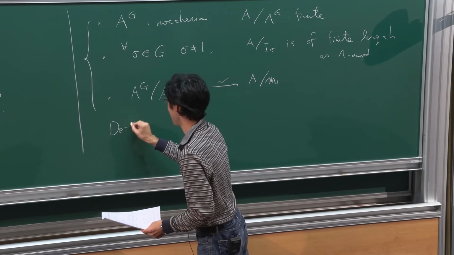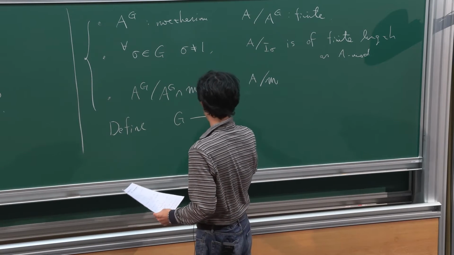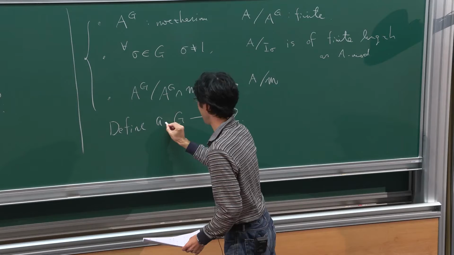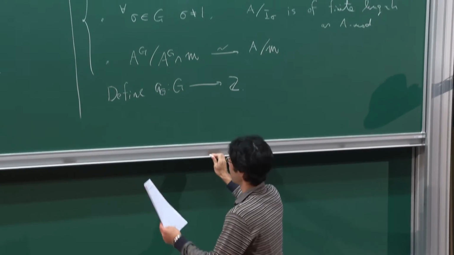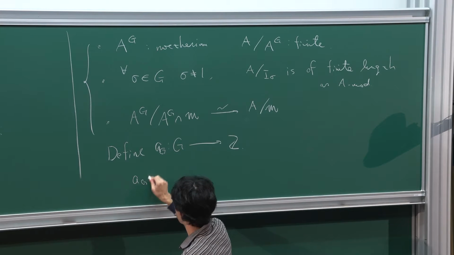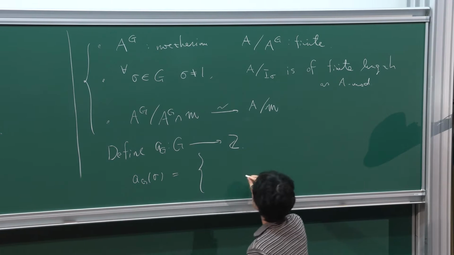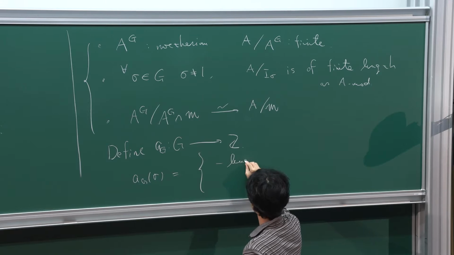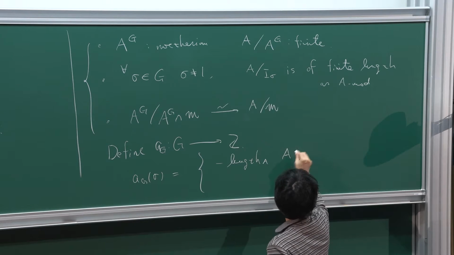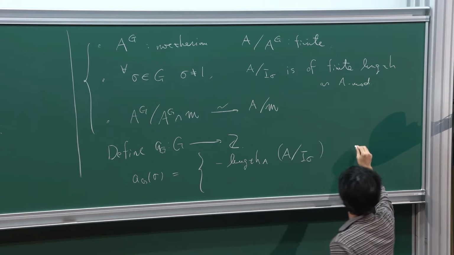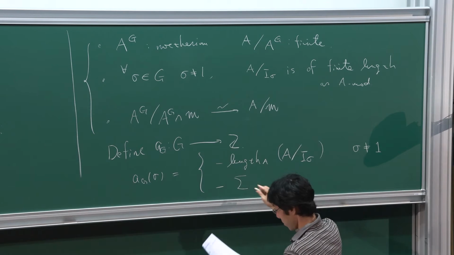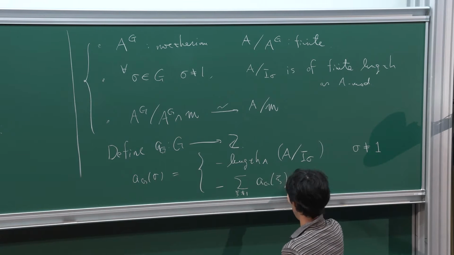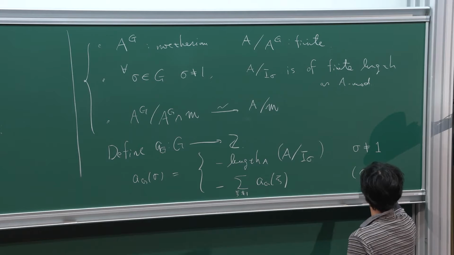And define a function, which I denote by a_G, from G to Z, defined as follows. So a_G of sigma would be minus the length of A over I_sigma when sigma is not equal to 1. And if it is 1, I want to make it the character, just 0 for sigma equal 1.